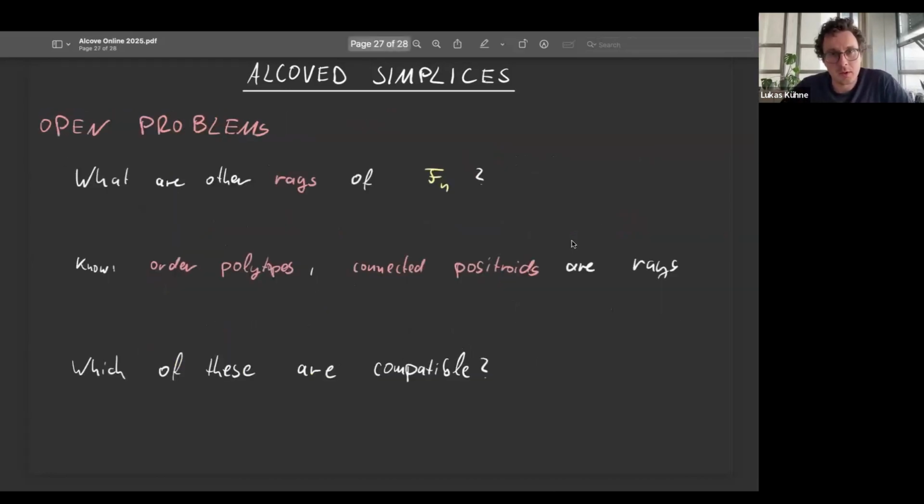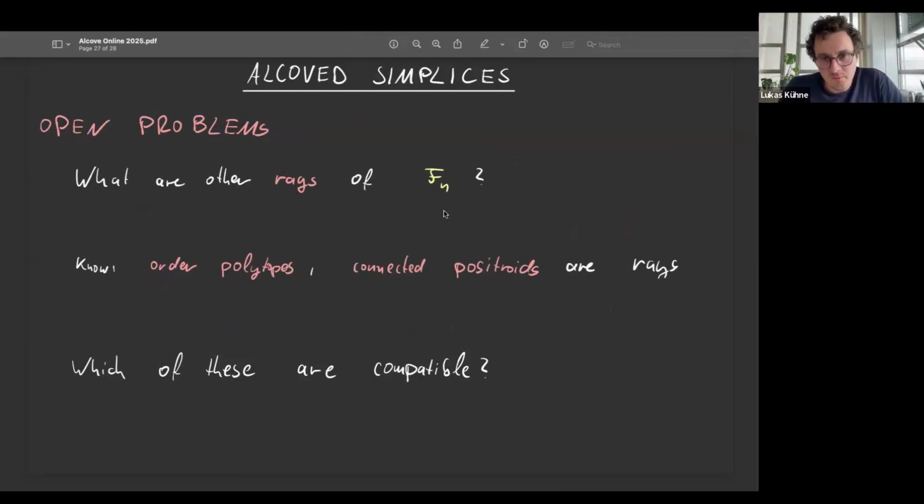So this brings me to the last slide, with open problems. We talked about, suppose we knew all rays for the type A fan. This is of course a big assumption. We know the simplices are rays, but we don't know many other rays.